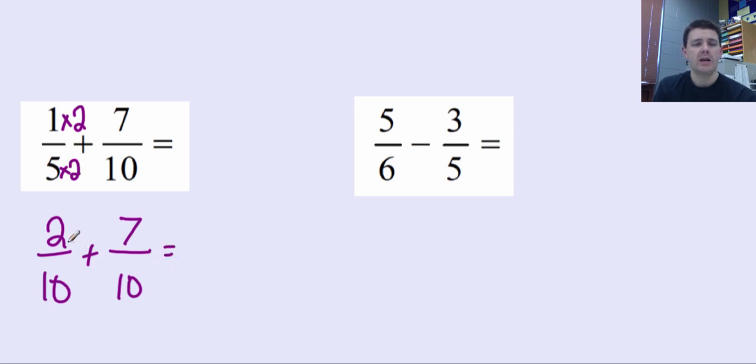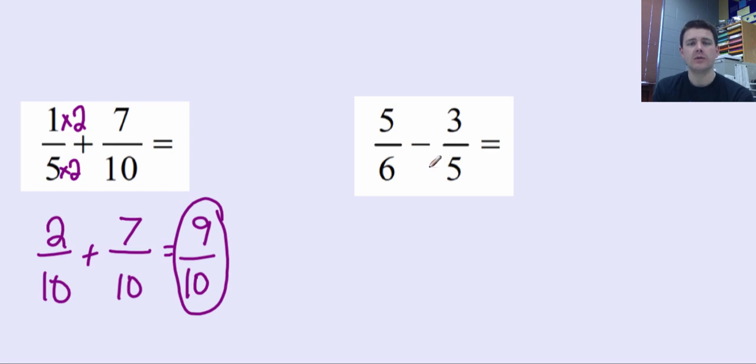Now I'm ready to add 2/10 plus 7/10. 2 plus 7 is 9/10. And then I check to see if I can simplify. The only thing that goes into 9 are 3's. 3's don't go into 10, so 9/10 is my final answer.